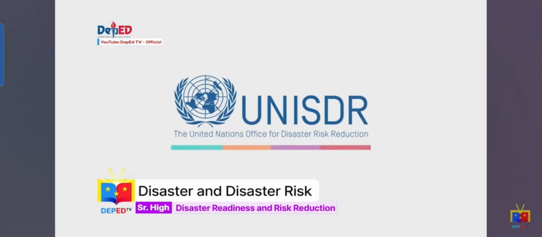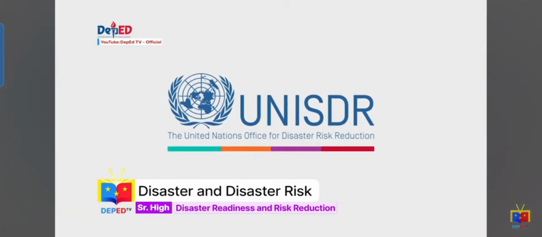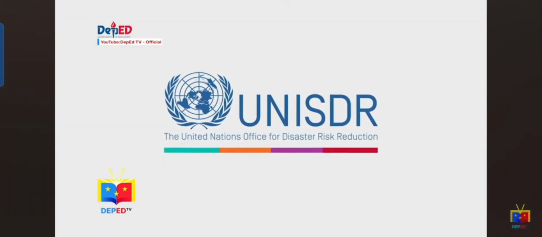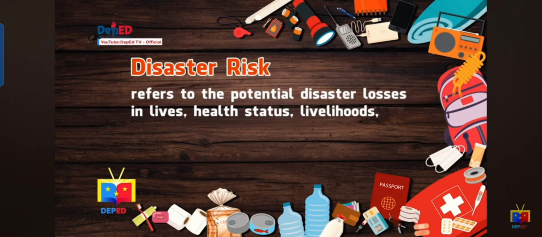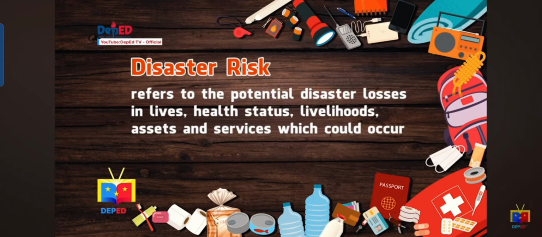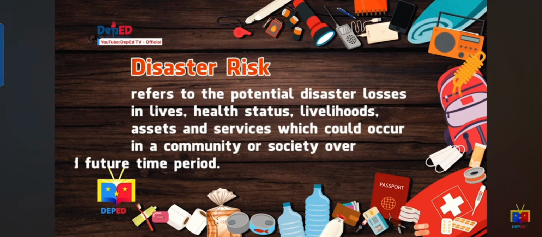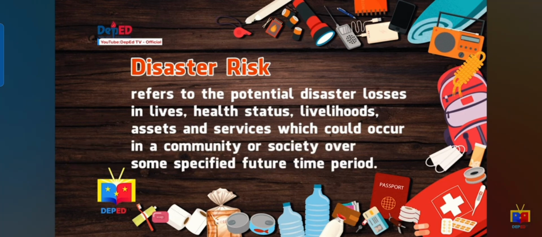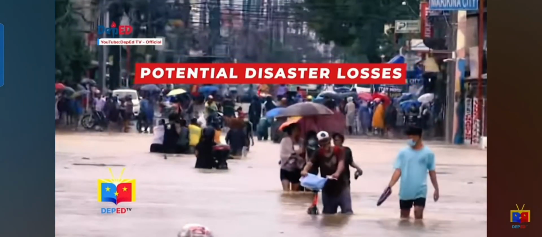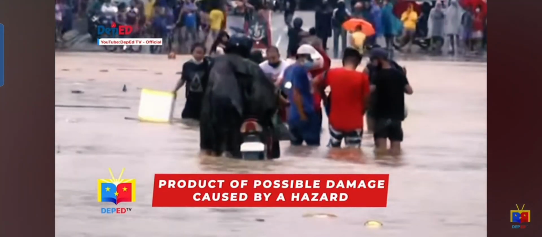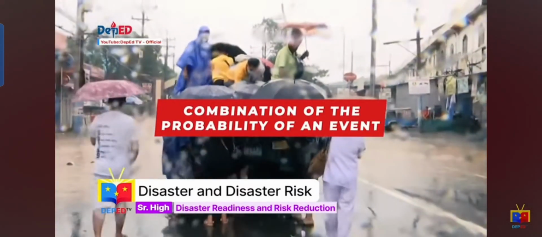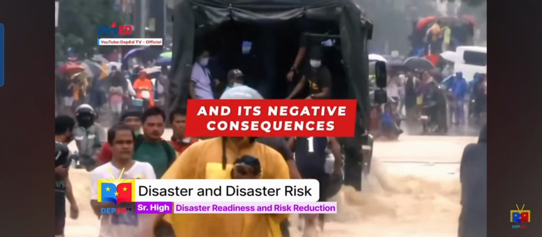According to the United Nations International Strategy for Disaster Reduction, or UNISDR, the term disaster risk refers to the potential disaster losses in lives, health status, livelihoods, assets, and services which could occur in a community or society over some specified future time period. When we say potential disaster losses, we mean the product of possible damage caused by a hazard. In general, it is a combination of the probability of an event and its negative consequences.